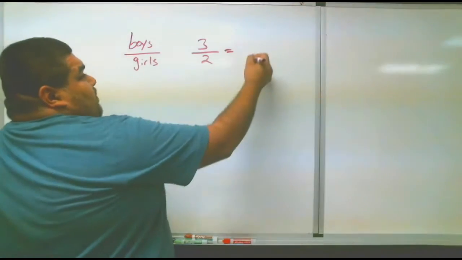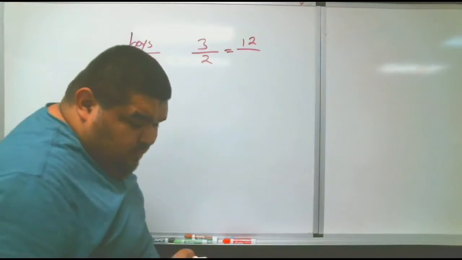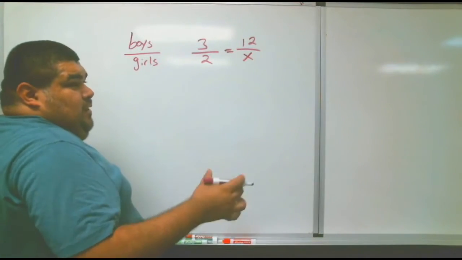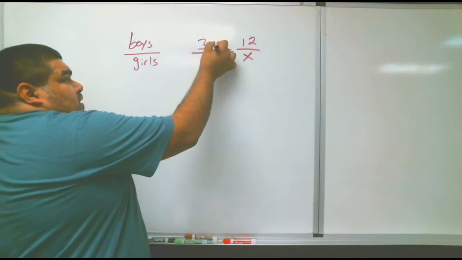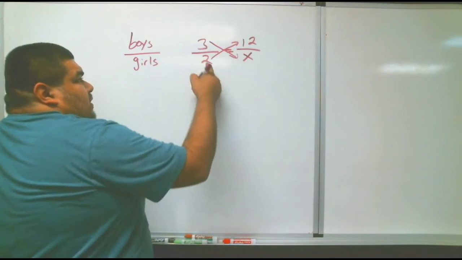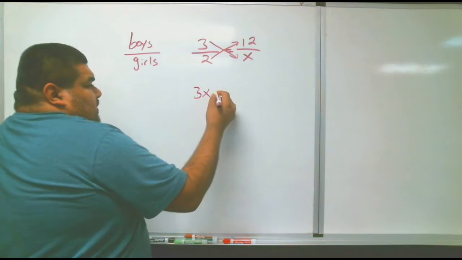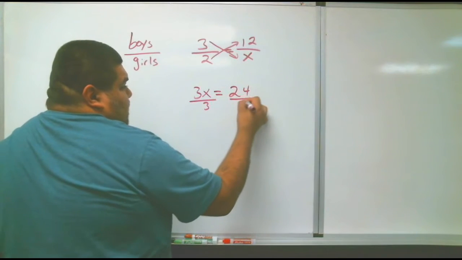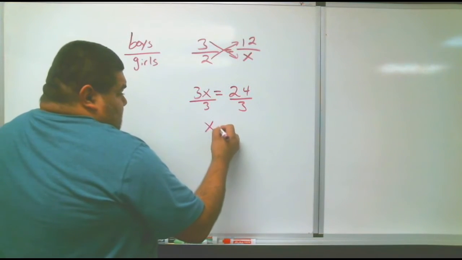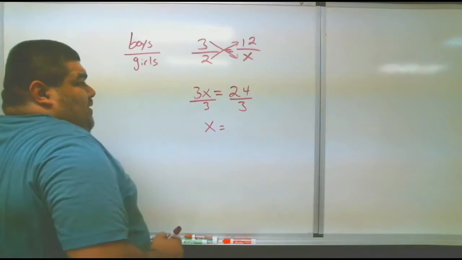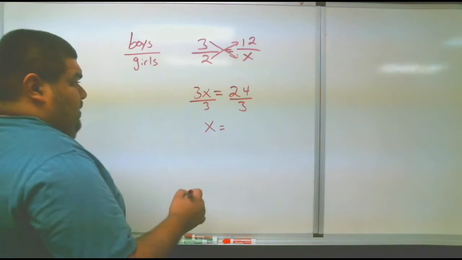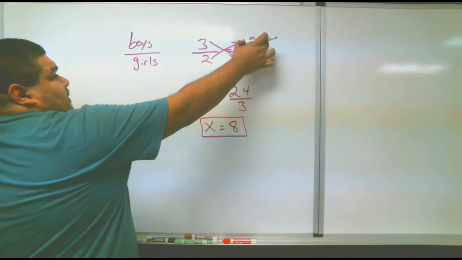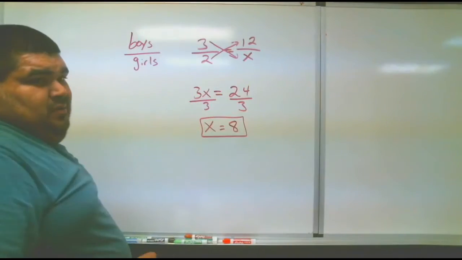Remember, since we have boys on top, we have 12 boys. We want to find how many girls there are. We don't know how many girls total, so we want to find that out. Again, we cross multiply. 3 times x is 3x, equals 2 times 12, which is 24. Divide by 3, because we're trying to solve for x. So x equals 8, since 3 goes into 24 8 times. Therefore, for every 12 boys, there are 8 girls.